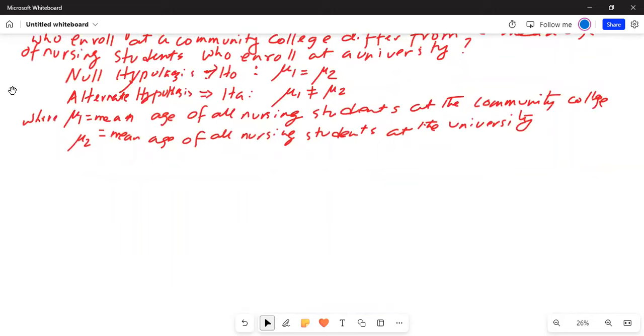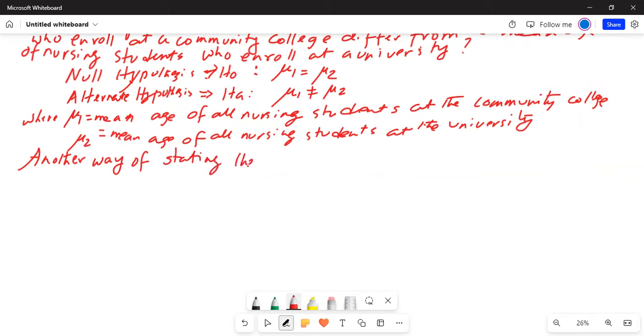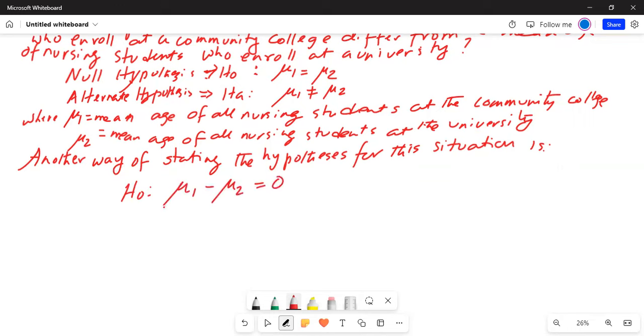Another way of stating the hypothesis for this situation is H sub 0 is mu1 minus mu2 equal to 0, and HA is mu1 minus mu2 not equal to 0. Okay.